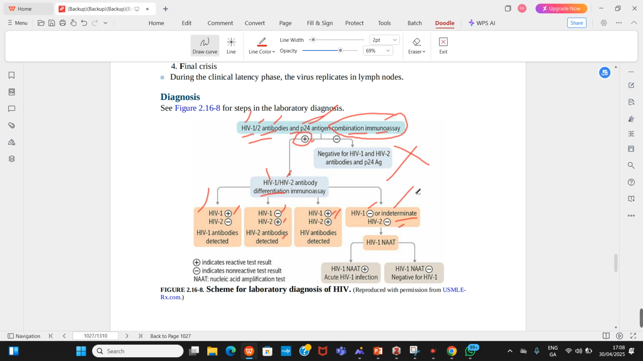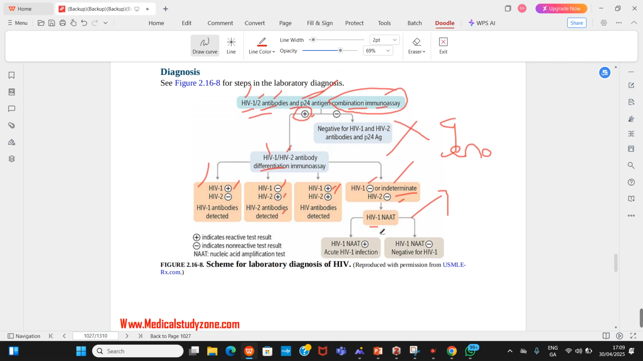So at that time, what we're now going to do is to check for the what? Genome. Because we have said it, that genome is always going to be present, regardless of the time. But we cannot jump straight to genome for everybody because it is very expensive. NAT is not something cheap. So once you get indeterminate and you've gotten a positive result in the combination, you just go and do your HIV-1 NAT, nucleic acid amplification test, which is a form of PCR, right? So if it's positive, you can say that, okay, this person has HIV-1. There is no HIV-2 NAT yet. So if it's negative, just say the person is negative for HIV-1. So the diagnosis is likely to be HIV-2.